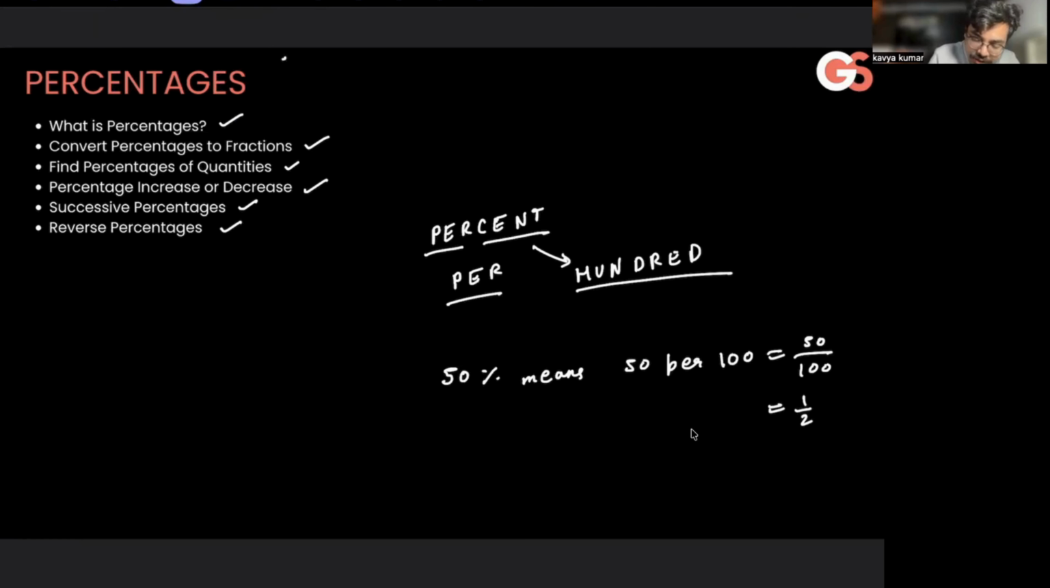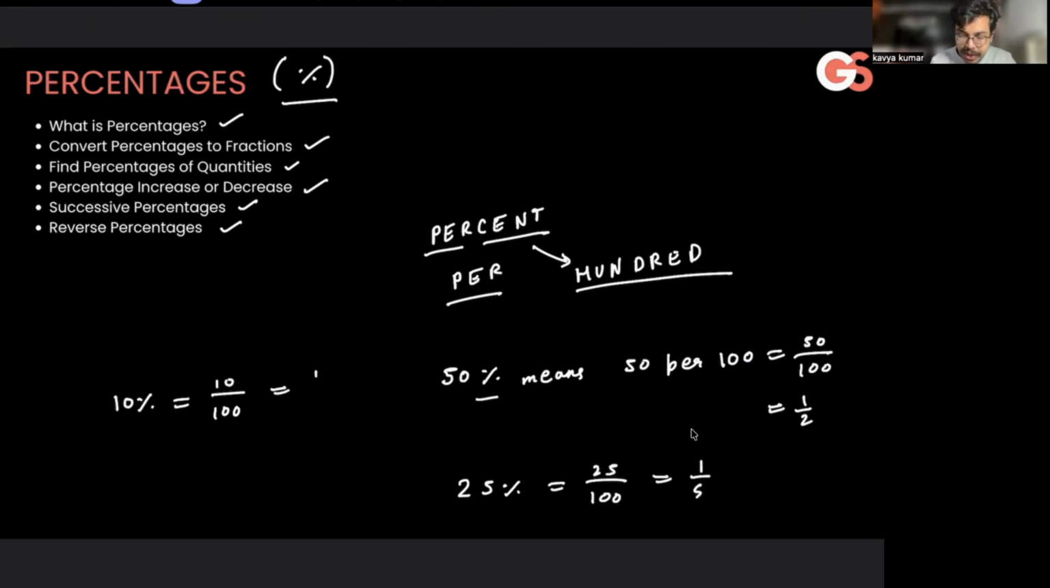This is the sign for percentages. If you are not understanding what this is, this is the sign for percentages. Let's say 25%. What does this mean? 25 per 100, which is 1 by 4. If it's given as 10%, this means 10 per 100, which is 1 by 10. So percentages are simply another way of expressing fractions. To understand this better, I'll show you how percentages and fractions are correlated.